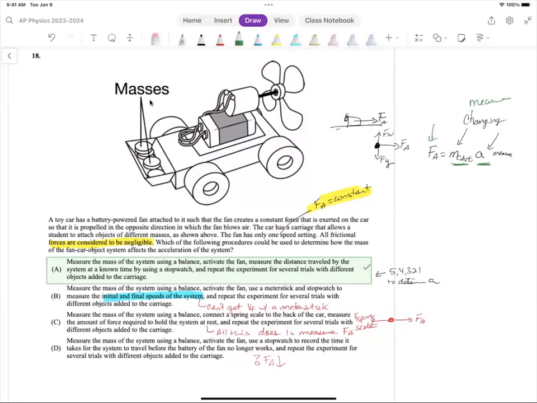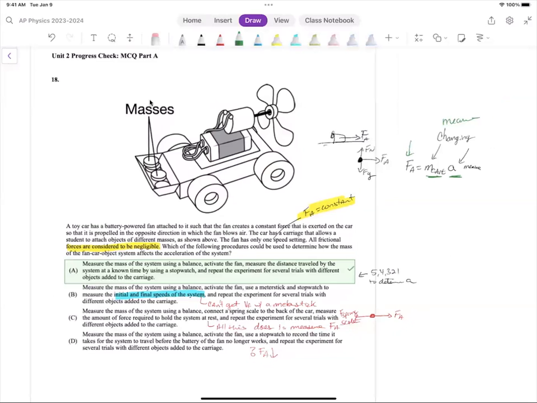D, measure the mass of the system using a balance. Great, we need that. Activate the fan, use a stopwatch to record the time it takes for it to travel before the battery of the fan no longer works. If that were to happen, the force applied would start to decrease as the battery died, and that experiment would be terrible because we would not be keeping the variable F_A constant, and we would have to in order to determine the relationship between mass and acceleration.